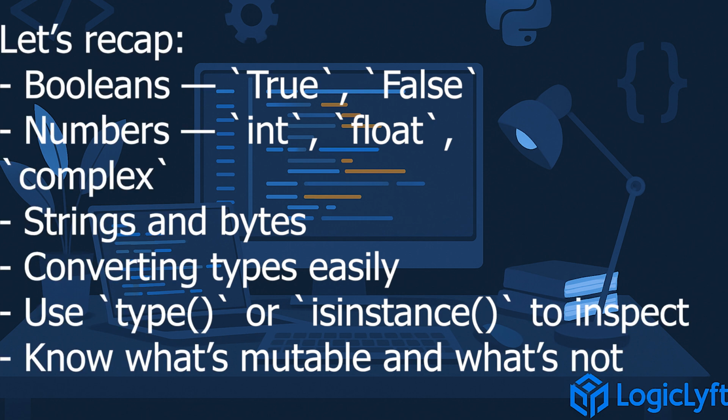To wrap up, let's recap: Booleans, True, False, numbers, int, float, complex, strings and bytes, converting types easily. Use type or isinstance to inspect, and know what's mutable and what's not.